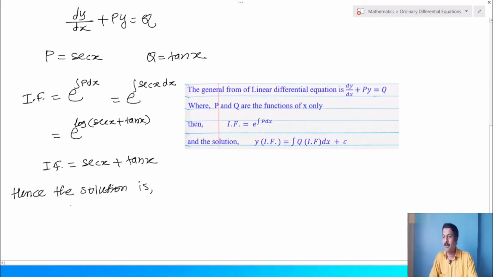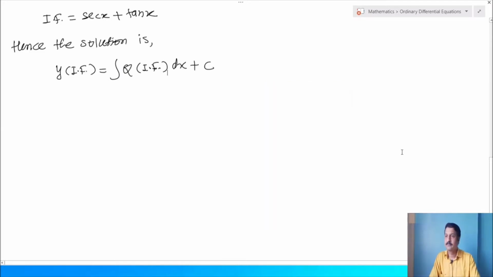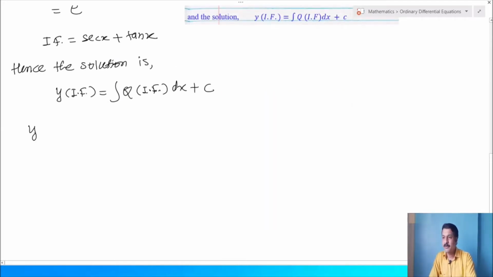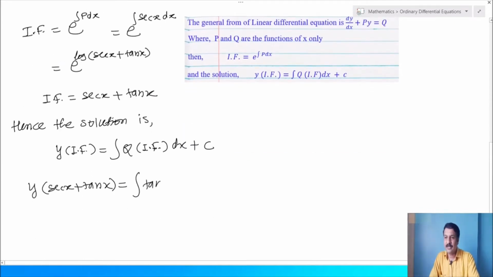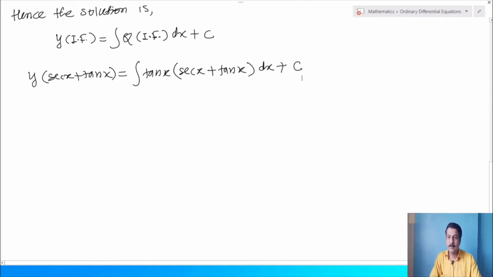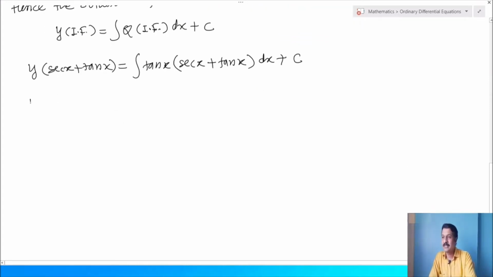Here, what is the formula for that? It is y into I, the integrating factor, equal to integration of q into I, the integrating factor, dx plus c. So y into the integrating factor sec x plus tan x equals integration of q, and the q value is tan x. So here, tan x in bracket, sec x plus tan x, dx plus c. So your integration part should be perfect. So solve this one. Now just integration.